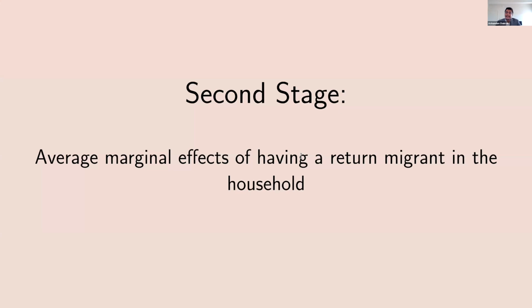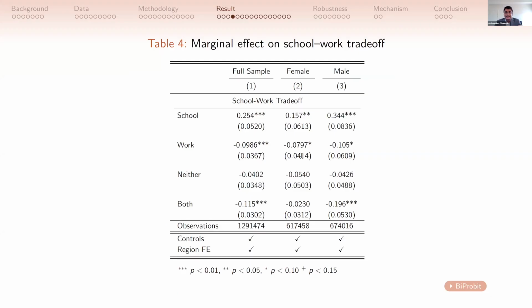Now, moving on to the main results in the second stage, I find that having a return migrant in the household increases the probability of school attendance for a child in the household by 25.4 percentage points, decreases the probability of going to work by 9.8 percentage points, and doing both activities by 11.5 percentage points. And the magnitudes are greater for males compared to females.